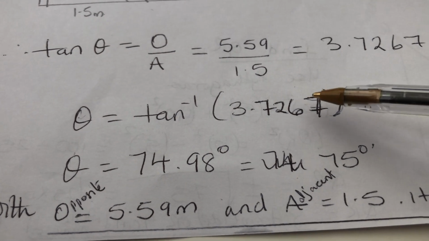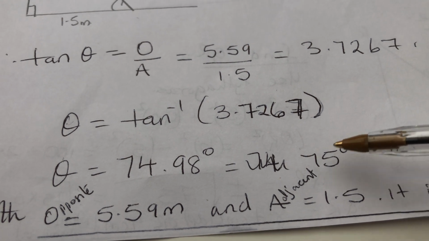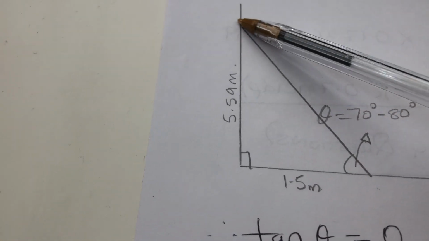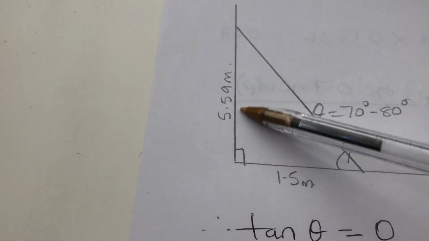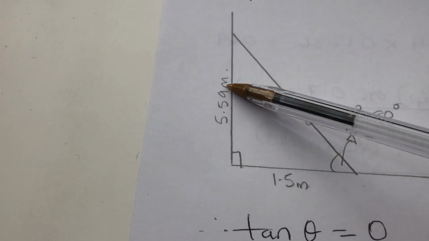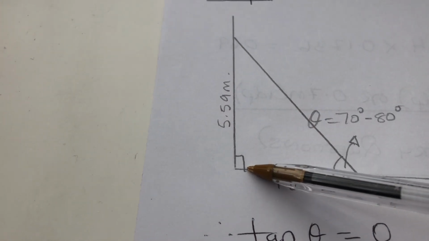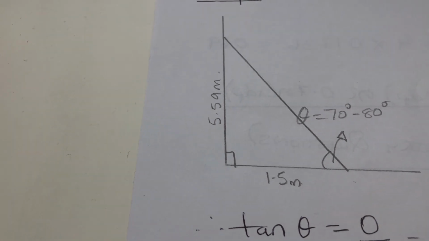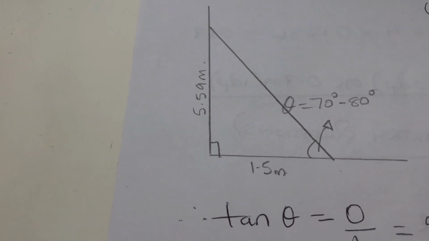So an angle of 75 degrees will be safe with a height of 5.5 meters and a distance away from the wall of 1.5 meters.